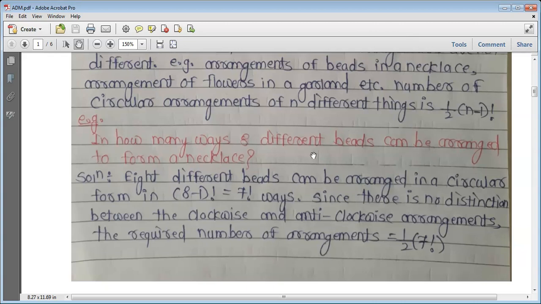Now, in how many ways can 8 different beads be arranged to form a necklace? 8 different beads can be arranged in a circular form in 8 minus 1 factorial, which is equal to 7 factorial, from the definition of circular permutation. And as here there is no distinction between the clockwise and anti-clockwise arrangement, the required number of arrangements is 1 upon 2 times 7 factorial. Since there is no difference between clockwise and anti-clockwise direction, the result will be the same. Hence, the number of arrangements is 1 upon 2 times 7 factorial.